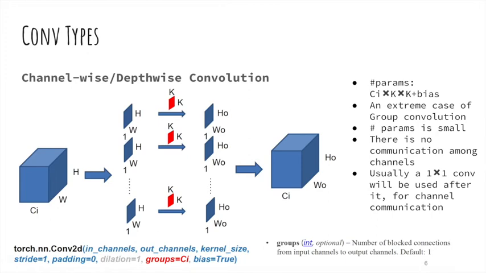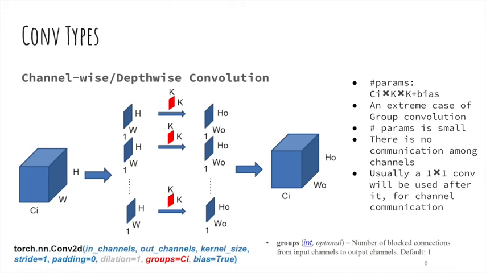For the kernel, the input channel is 1, and the output channel is also 1. So in each group, there are k times k parameters. In total, there are ci times k times k parameters. The number of parameters is very small, but it has one drawback, that there is no communication among channels, and the output channel number equals the input channel number.